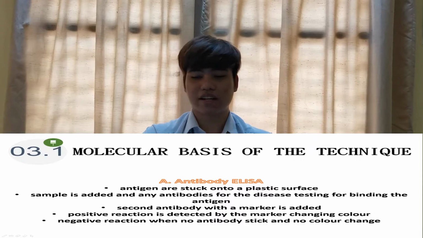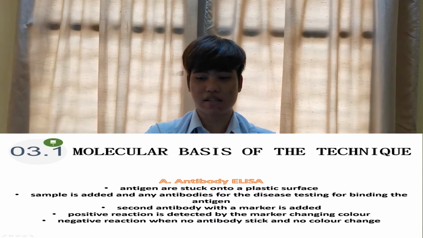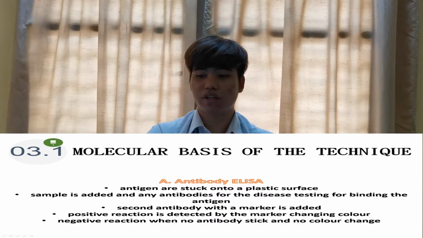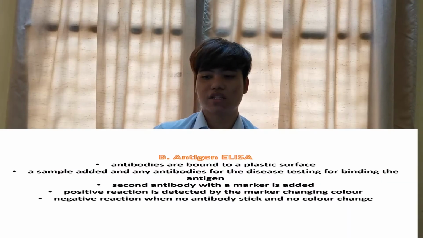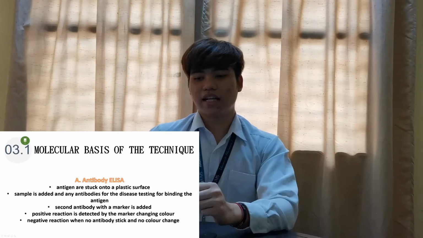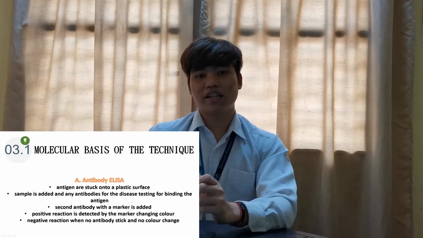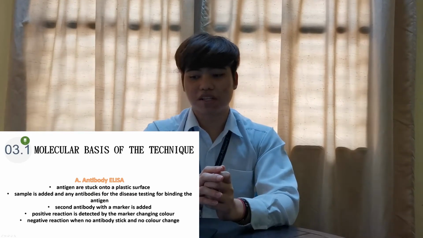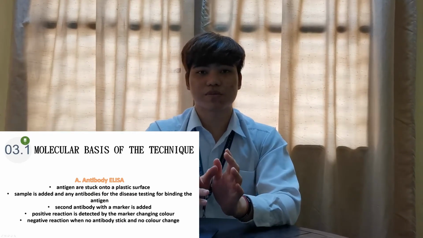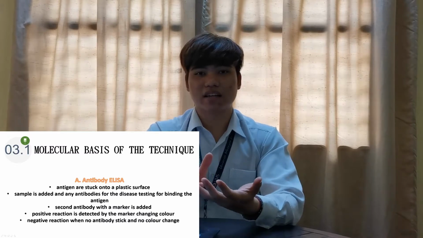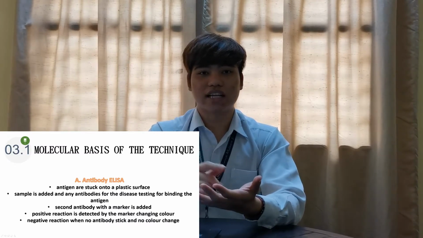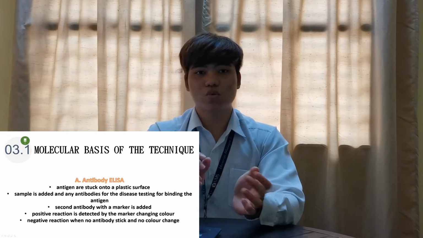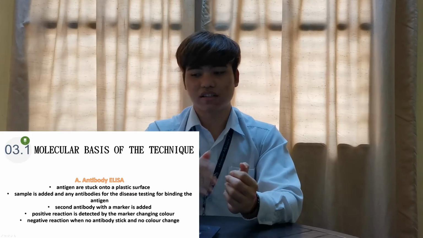Next, I will present the molecular basis of the technique. In ELISA assays, there are two parts, which are antibody ELISA and antigen ELISA. Part A, antibody ELISA: the antigen is stuck onto a plastic surface. The plastic surface is the plate, a microplate or 96-well plate. The antigen will stick onto the plastic surface.